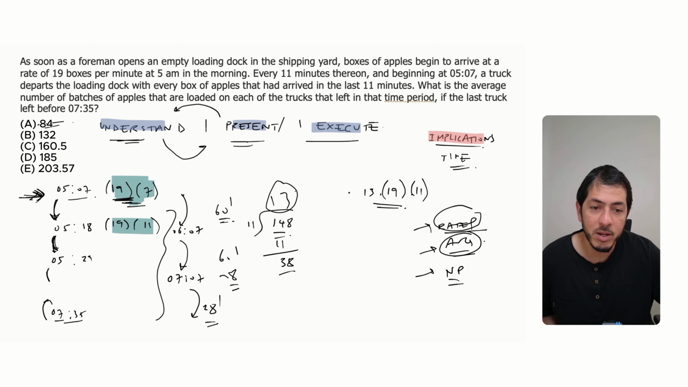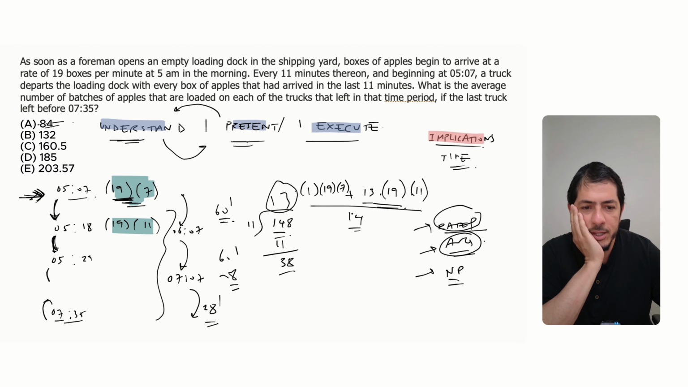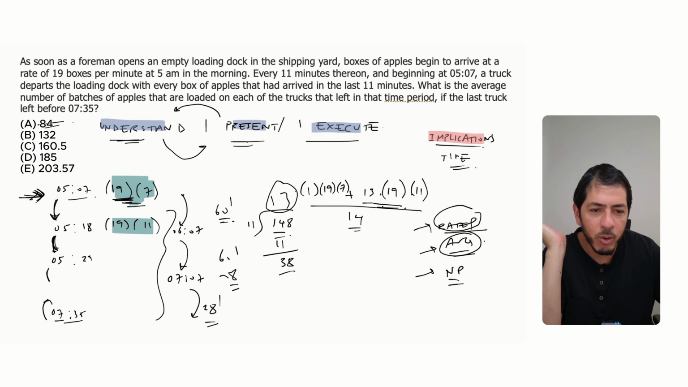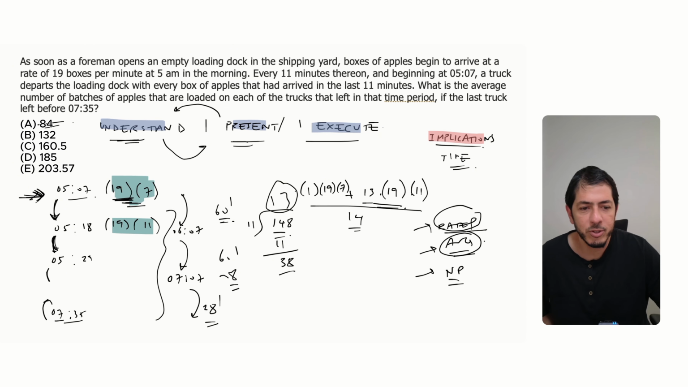And what they want from us is the average. So I have one shipment that had 19 times 7, and then 13 shipments that had 19 times 11. What is the average? I'm going to have to divide by the total number of shipments, which is 1 plus 13. Now you may take a moment in the test to ask yourself, do I divide by 1 plus 13? Do I divide by 7 plus 11? How do I know? Well, you have to understand the concept of averages.